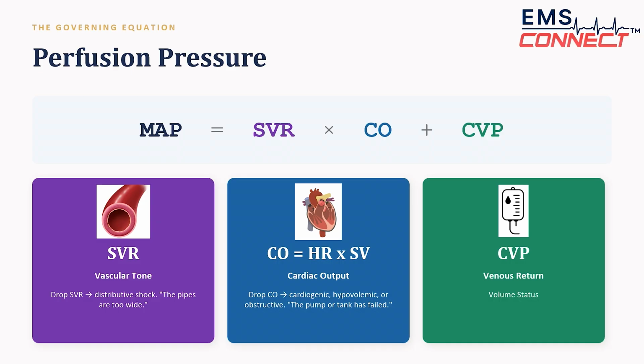Now, color-coded with this, as you can see in the equation, the purple, the systemic vascular resistance, is our vascular tone. Our cardiac output is determined by our heart rate and stroke volume. That's our cardiac output, right? And our CVP, we use as a surrogate marker for our volume status.